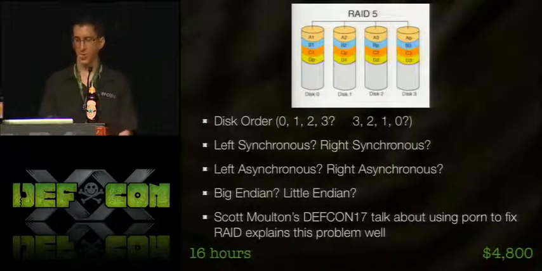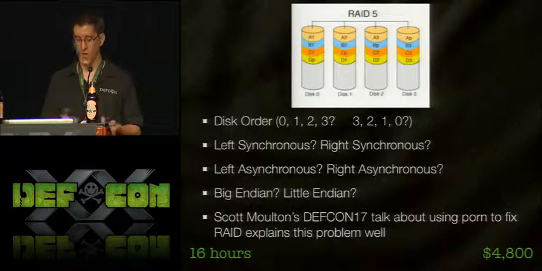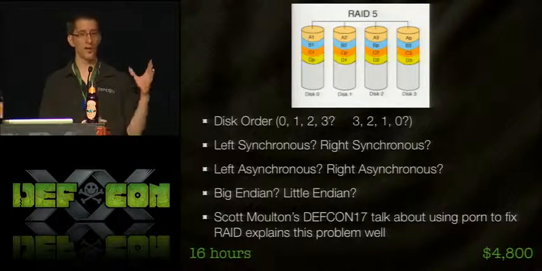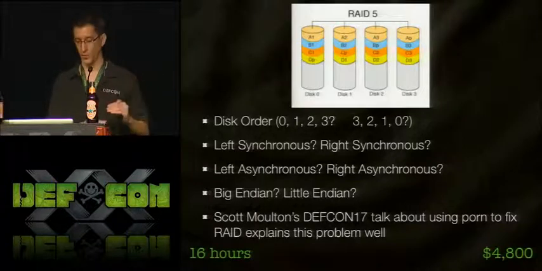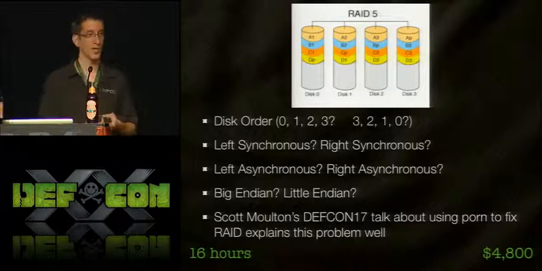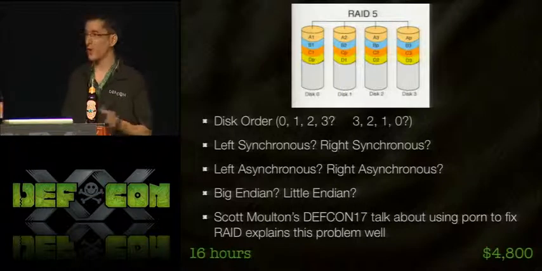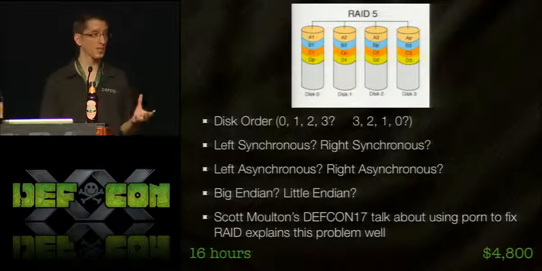Some more information, I guess, about these RAID parameters. One is the disk order. If you got 4 disks or 5 disks inside of a machine, which order were they put in? Also, was the stripe ordering set up as left synchronous or right synchronous? Or is it left asynchronous and right asynchronous? Are the blocks stored in big endian or little endian format? Also, what is the block size?